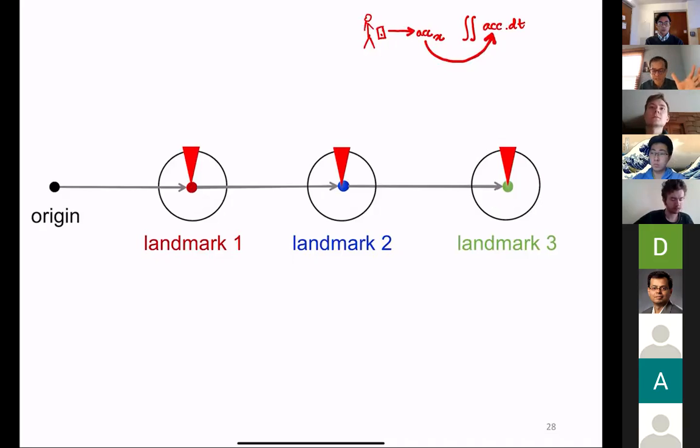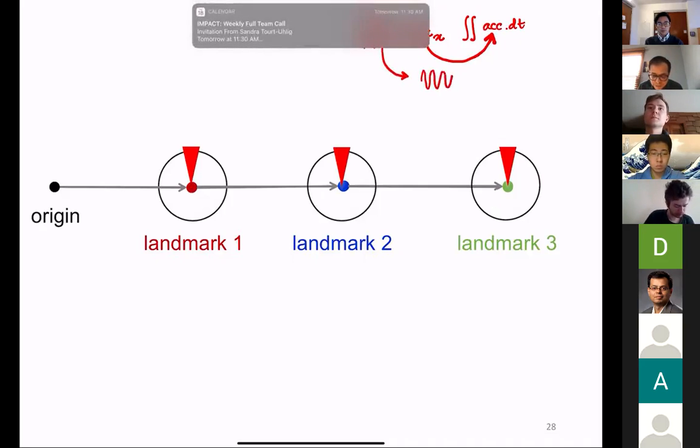The other way of doing it is to forget double integrating acceleration. That's not going to work. Someone can say, hey, look, double integration of acceleration is too hard, I'm not going to try that. But the other thing I'm going to try is this: the phone's accelerometer data when I walk gives me these bouncy patterns.